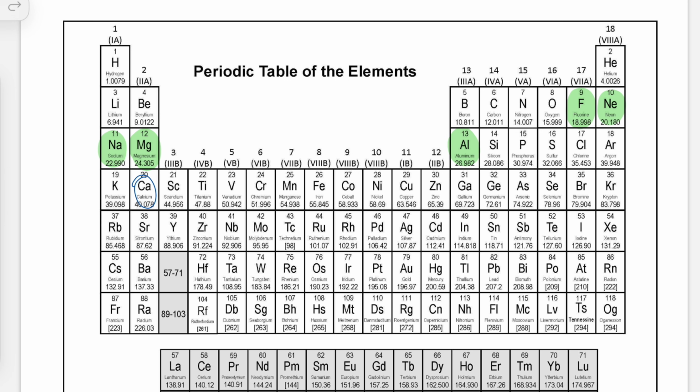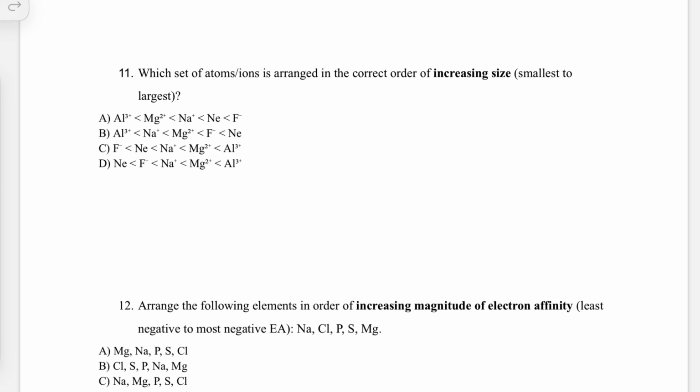So what is going to determine the order of the sizes is effective nuclear charge. Which one is the highest? It's aluminum. It has the most protons, and then fluorine has the smallest number of protons. So therefore, the smallest size will be aluminum, and the greatest size will be fluorine. And this matches option A.